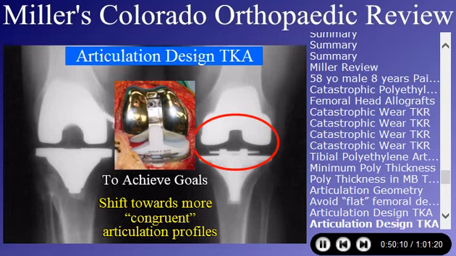So in terms of the articulation design and total knees, there's been a shift more towards the congruent articulation profiles. So instead of the X-ray on the left where you have a flat design there, you have the more congruent, more round designs, which give you higher contact areas and lower contact loads. So that's what that looks like interoperatively, rather than those old flatter designs.